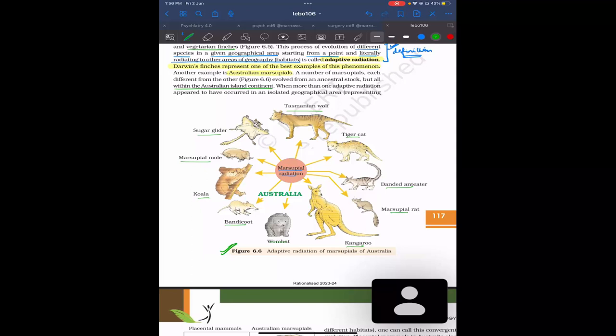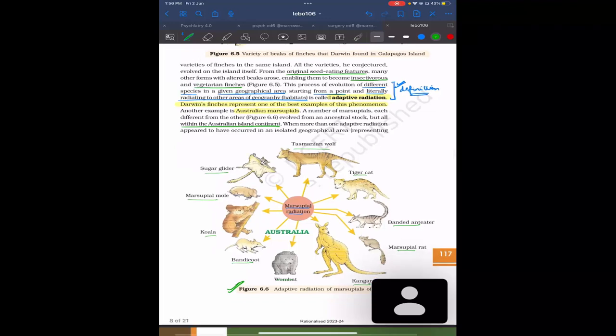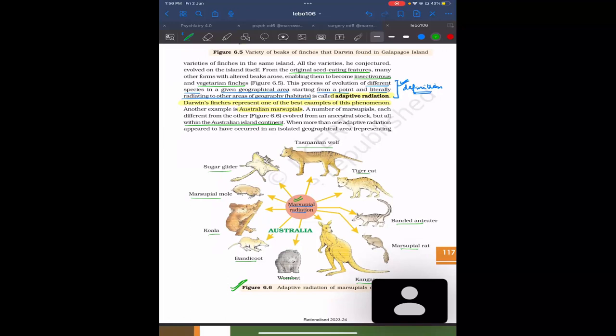So, what were the conditions in a given geographical area? This occurred within an Australian island, so it is within a given geographical area. And from each organism or a few organisms, radiating outward, multiple forms are developing. So, from a single Australian marsupial, various species developed.